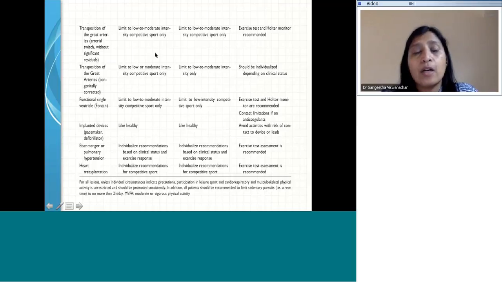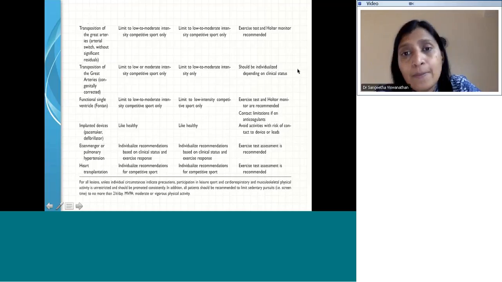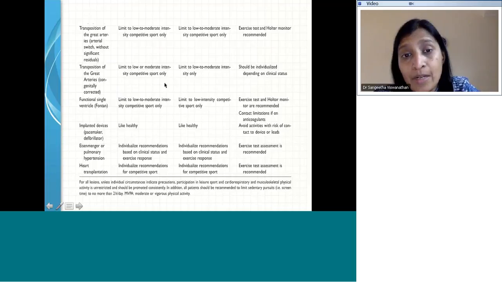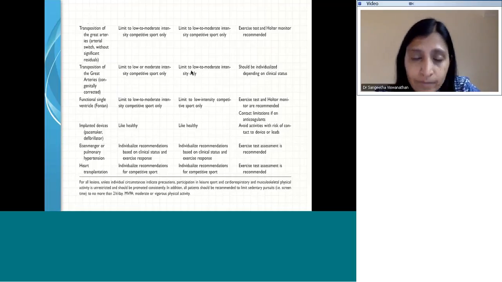Transposition of great arteries, which has been repaired, you do limit them to moderate intensity competitive sport, both dynamic and static, and they are recommended to have exercise testing and Holter monitoring at regular intervals. And this is primarily with detecting coronary artery abnormalities in mind. Then congenitally corrected transposition, obviously you're worried about the systemic right ventricle, once again limited to low to moderate intensity competitive sport. But you have to note that it says competitive sport.